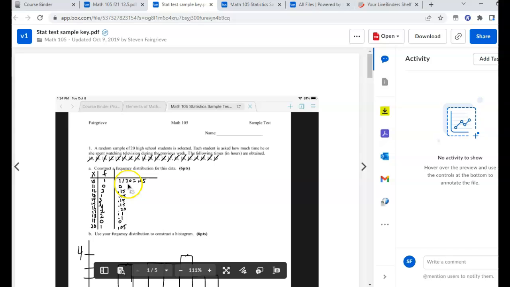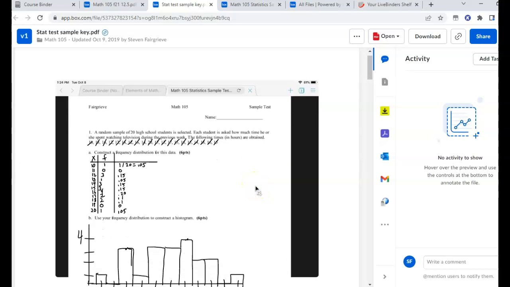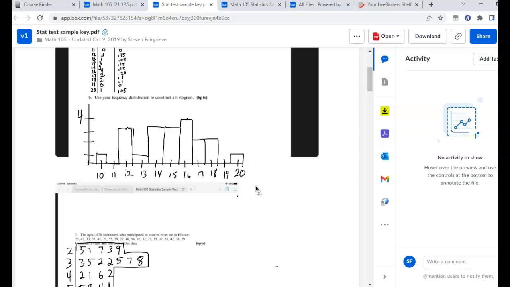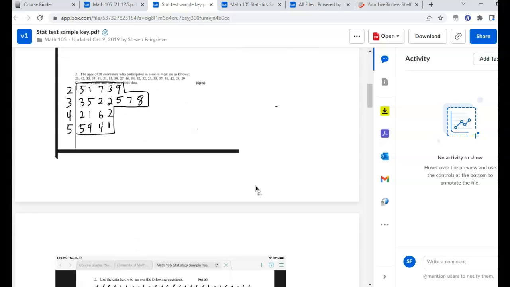Now in this frequency distribution, I went ahead and did the percentages, although you weren't asked to do that in most of your homework, so you don't need to do that. Just the data values and the frequencies is sufficient. And then our histogram for that frequency distribution. You can see the work there for the stem and leaf plot.